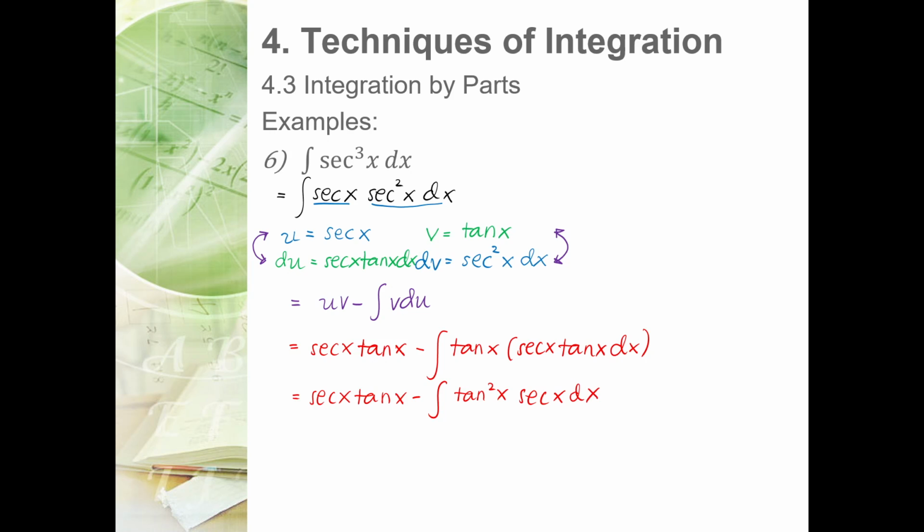Okay, so what do we need to do next here? Don't get stuck. What do you suggest we need to do next? So tangent squared x and then secant x dx.